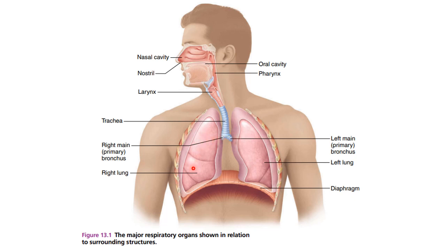Then you have the lung, enclosed in a sac that is analogous to the pericardium called the pleura, being the sac. And you have here the diaphragm, which is the primary muscle of respiration.